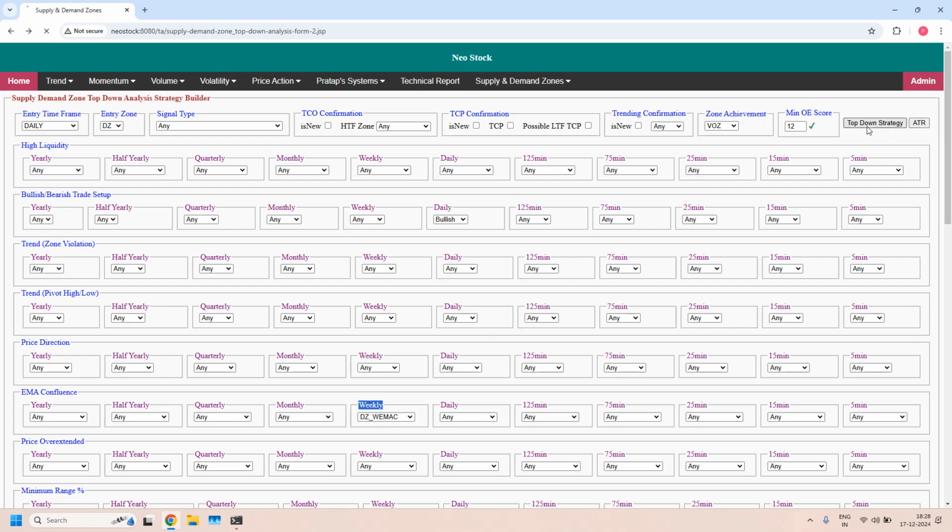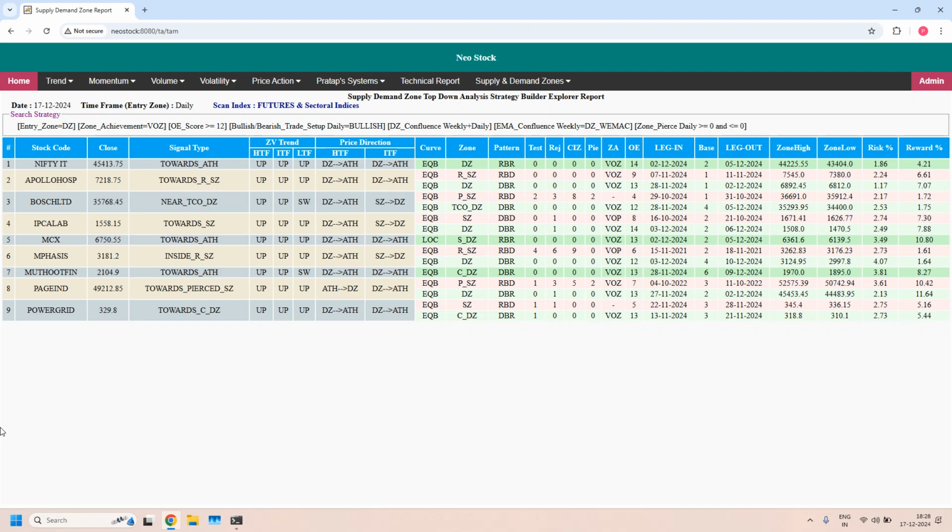So with this filter, we got 9 stocks. So these 9 are even more high probability trade setup supported stocks. Bullish trade setup, monthly income trade. All these entry zones are daily demand zones. But these daily demand zones are part of the weekly, and weekly zone is having weekly EMA confluence, and weekly trend is uptrend. That is ITF trend. Okay, next filter is based on LTF, ITF and HTF demand zone confluence.